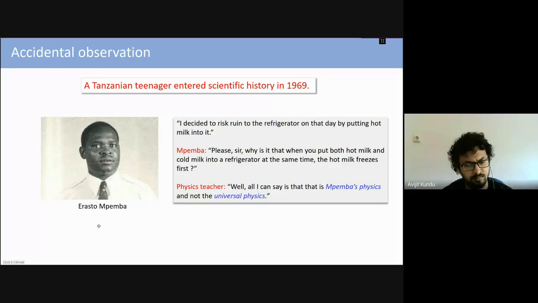Because I guess he was still a kid, but he was very inquisitive. So he kept thinking about that, and then he asked his physics teacher, like, why did that happen? To that, he was mocked by his fellow students and his physics teacher, which was very surprising. And his physics teacher said that all I can say is either you are mistaken, and if you insist that this is true, then I would say that this is Mpemba's physics and not universal physics.